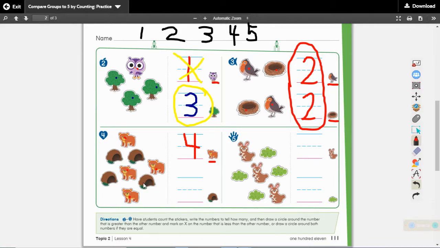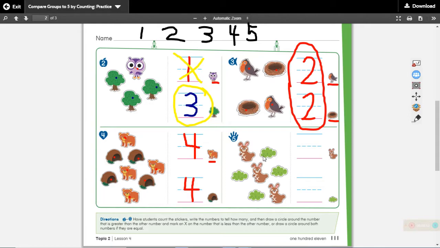Look at the number of caves now. We have 1, 2, 3, 4. We have 4 cave stickers. Let's go ahead and write that. Little line down, little line across, big line from the ceiling to the floor. That is how we write a 4.